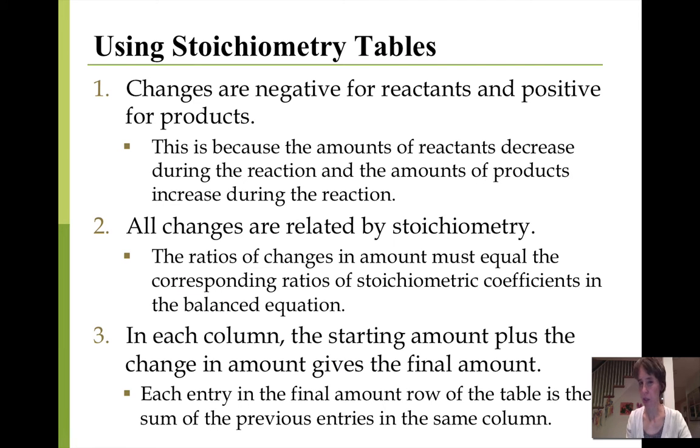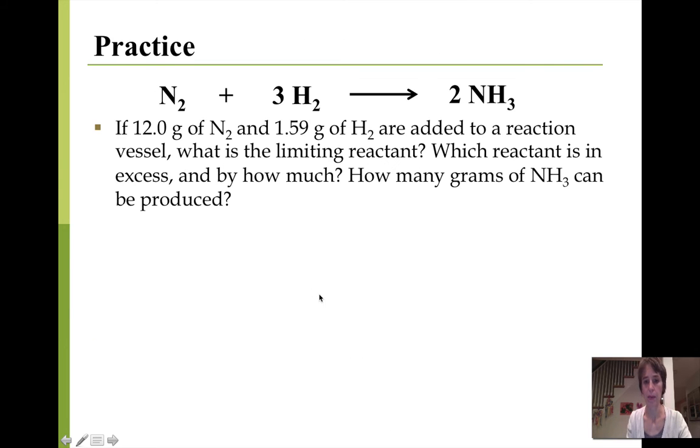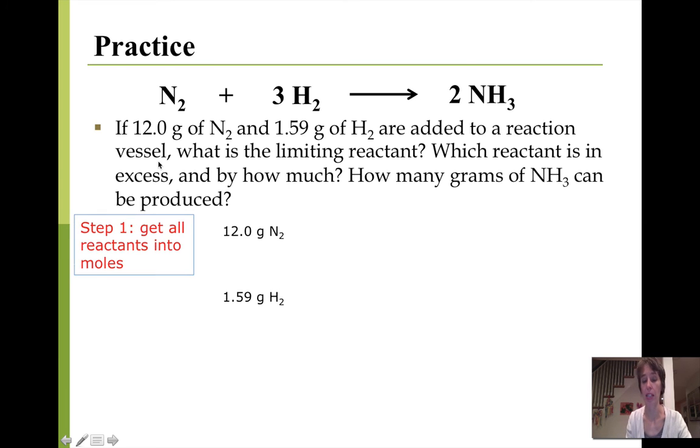This slide basically summarizes everything I said on the previous slide, so I'll allow you to pause and read more carefully if you need to. But let's move on to a more complex example. So here we have 12 grams of nitrogen, 1.59 grams of hydrogen. And the question is, what's the limiting reactant? And then which reactant is in excess and by how much, and how many grams of the product are produced?